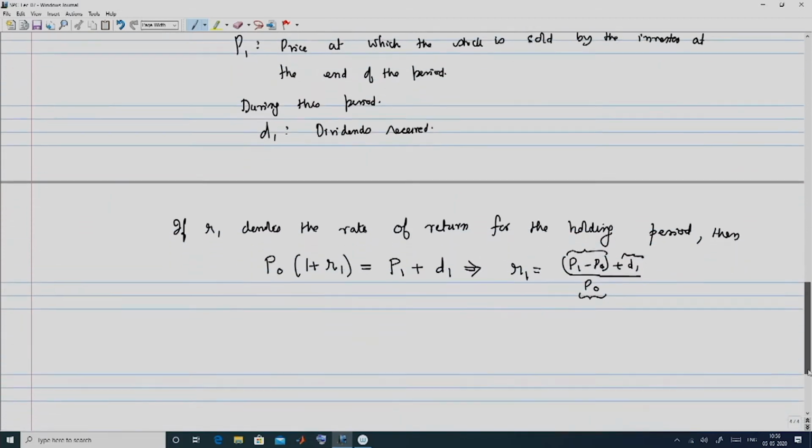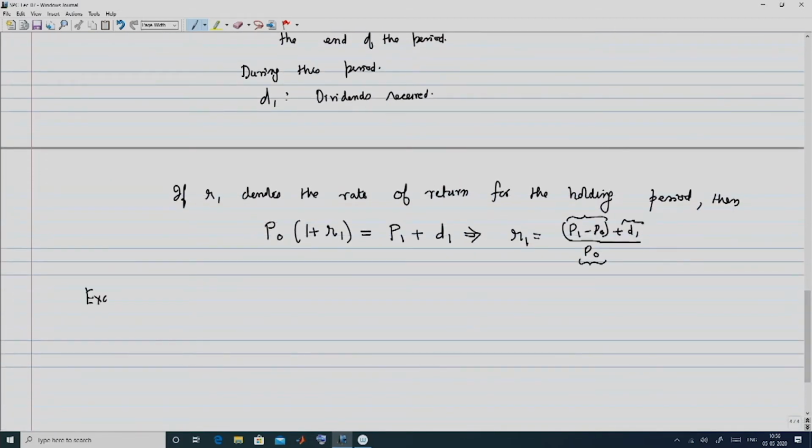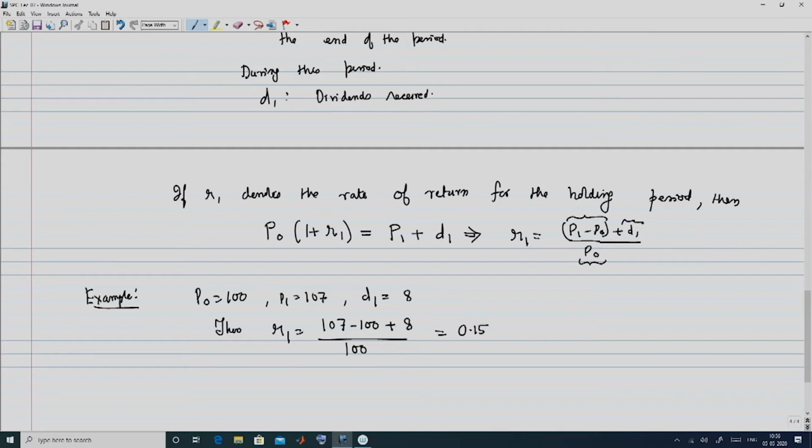Just a very straightforward example: if you have purchased the stock for 100 and at the end of 1 year you sell it for 107, and during this 1 year period you have received a dividend of 8, then the return is P1 minus P naught, that is 107 minus 100, plus the dividend, which is 8, divided by the original amount of 100, which is equal to 0.15, or if you multiply it by 100, this becomes equal to 15%.